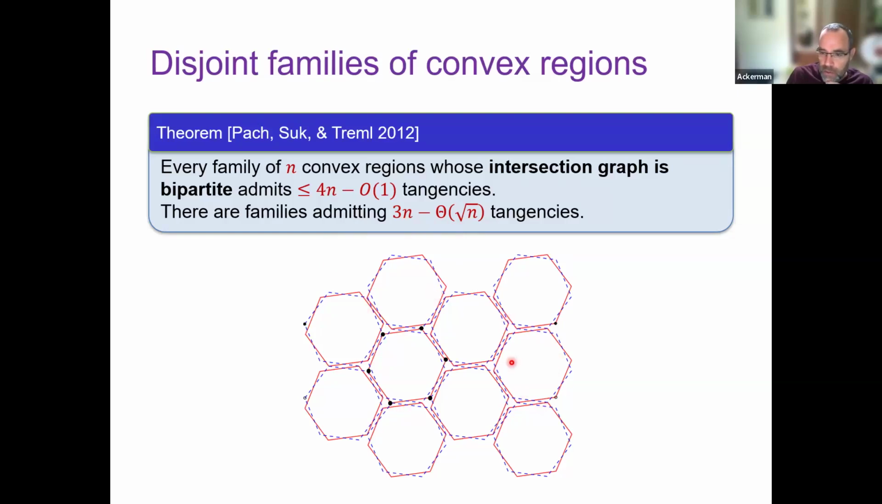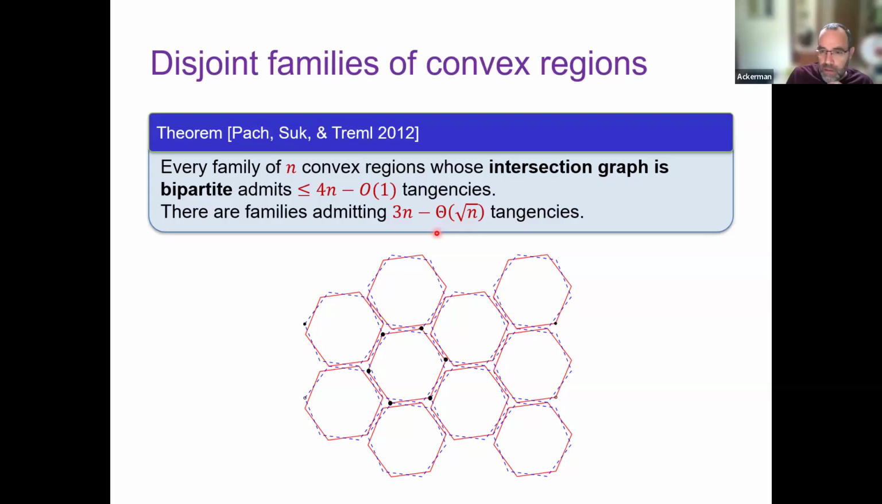So you have two sets of hexagons. The red ones are pairwise disjoint and the blue ones are pairwise disjoint. And every red or blue hexagon touches, so let's say a red hexagon touches exactly 6 blue hexagons, except for the ones on the boundaries. This is where you get the minus square root of n from. So the total number of tangencies is 3n minus square root of n.